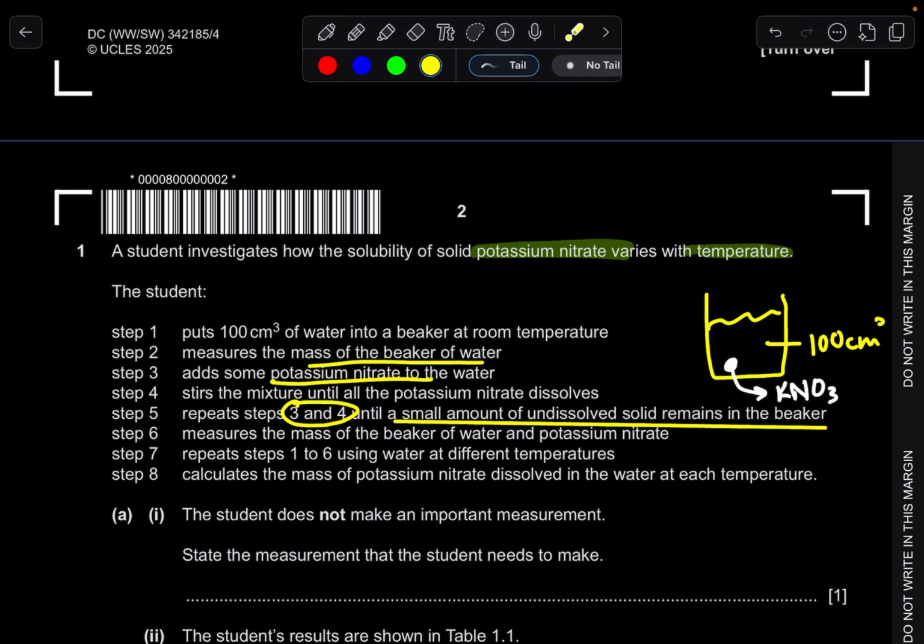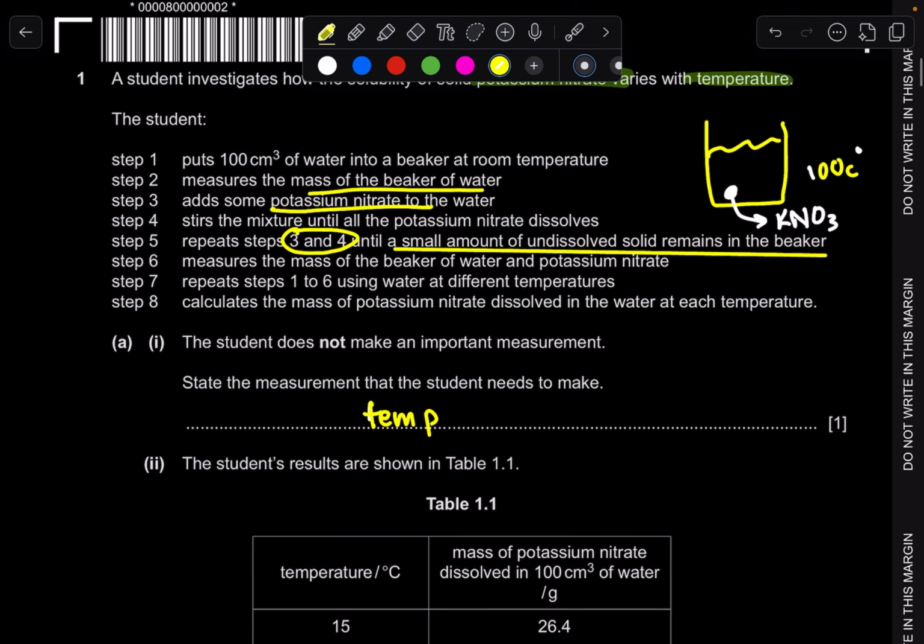Look at what he's missing. He has added the potassium nitrate. He has measured the volume of the water, added potassium nitrate, measured the mass of potassium nitrate, but he's not measuring one very important thing that he is trying to determine with temperature. Not even a single time is it written here that he has measured the temperature. It's written repeat steps 1 to 6 using water at different temperatures, but he didn't measure the temperatures. So the thing that's missing is the temperature. He needs to measure the temperature to ensure that things are going smoothly.